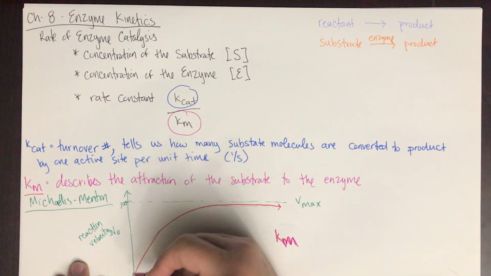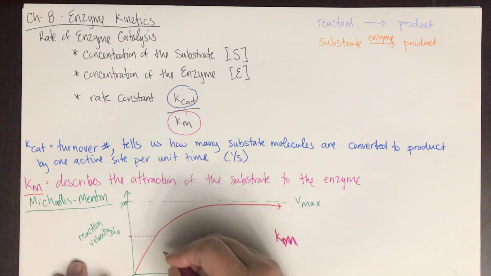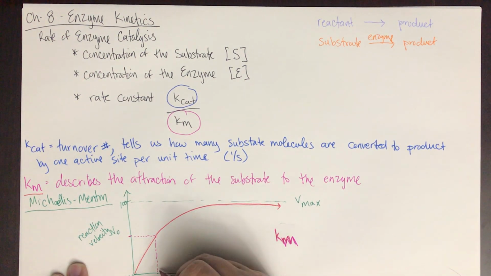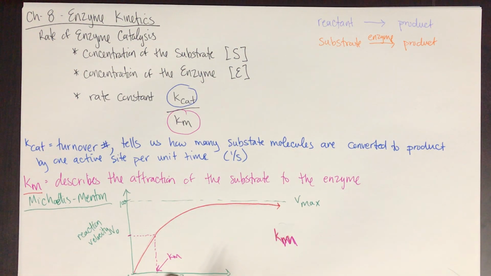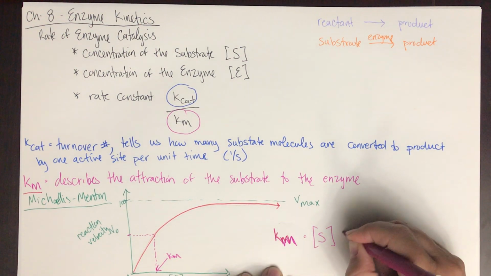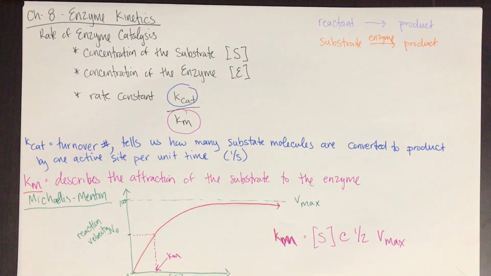So if this is 100, we'll say this is 50. So we go over here, we see where these intersect. This substrate concentration right here, this is the Km. The Km is a substrate concentration. The Km is the substrate concentration at 1/2 the Vmax. That's the definition of the Km. And this Km describes the attraction of the substrate to the enzyme.